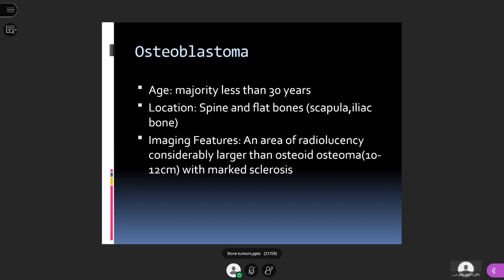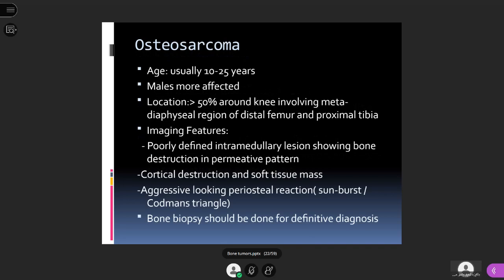Then comes the osteoblastoma. Osteoblastoma, the age majority is less than 30 years. Location is the spine and flat bones. So see, in every tumor, I'm telling the age and I'm telling the location, right? So that means they are more prevalent in specific age groups and in specific locations. And the imaging features also tell you the diagnosis. So what are the imaging features? The imaging features of osteoblastoma include an area of radiolucency, again blackness, considerably larger but well defined. The size is about 10 to 12 centimeters with marked sclerosis.